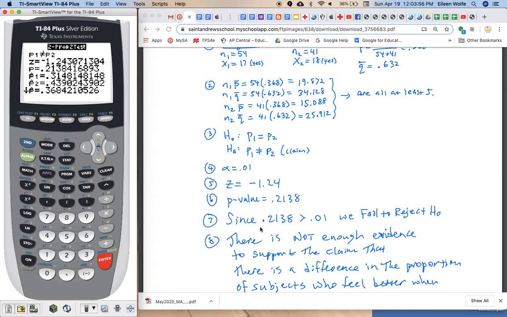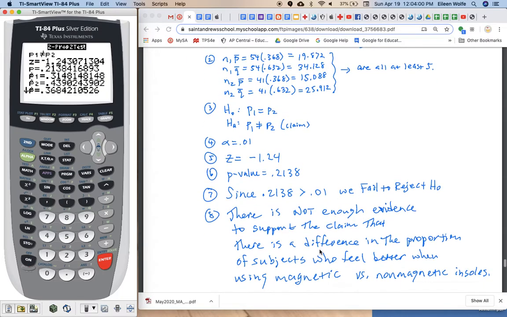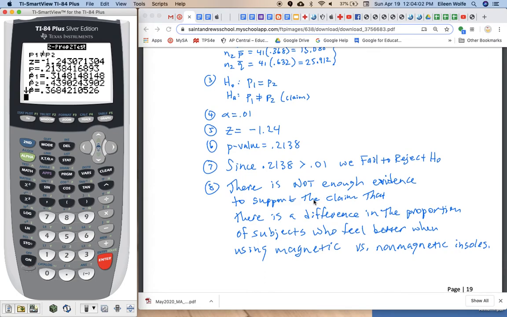That's not p-low, so since p is bigger than the alpha level, fail to reject H0, with the decision or conclusion in context that there's not enough evidence to support the claim that there's a difference in the proportion of subjects who feel better when using magnetic versus non-magnetic insoles.